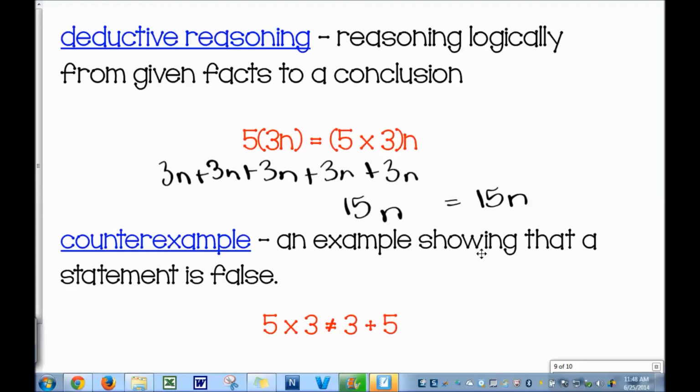It's used a lot of times to prove that subtraction is not commutative. 5 minus 3 is not equal to 3 minus 5. That's because 5 minus 3 is 2, whereas 3 minus 5 is equal to negative 2. So that is a counterexample that shows that subtraction is not commutative.